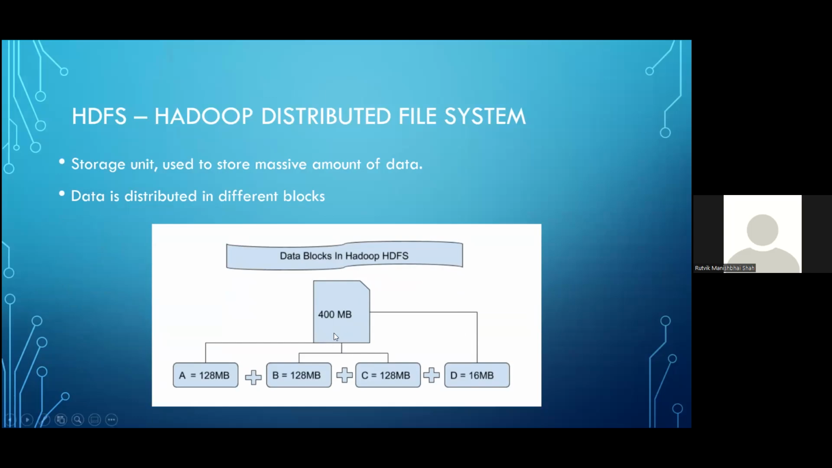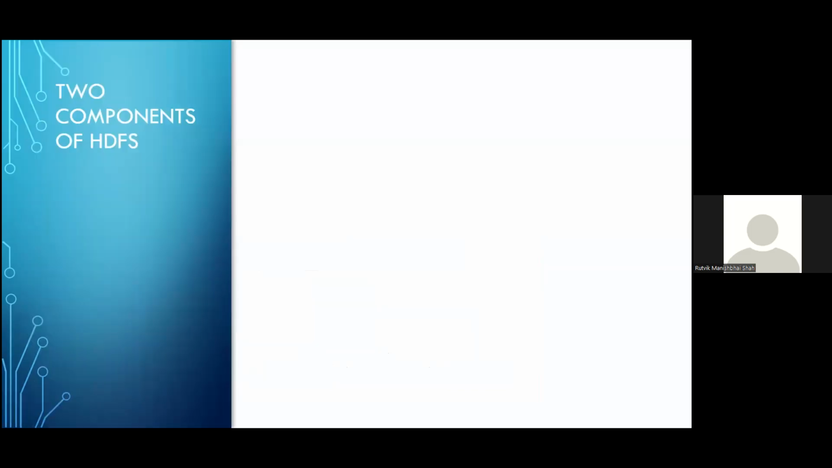Here we can see in the example, HDFS has data of 400 MB. So it further allocates it into 4 different blocks. Three of the blocks get 128 MB of data each, and all the remaining data goes in the remaining block, which is D, containing 16 MB of data.